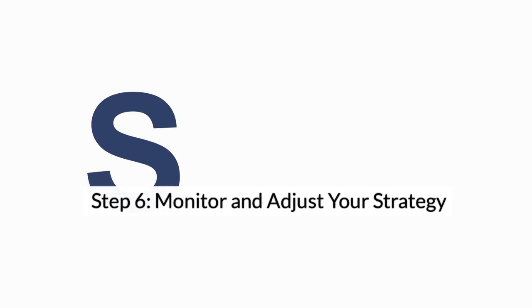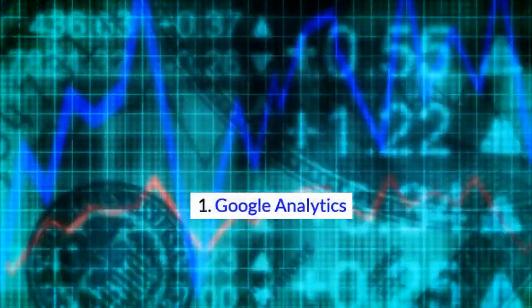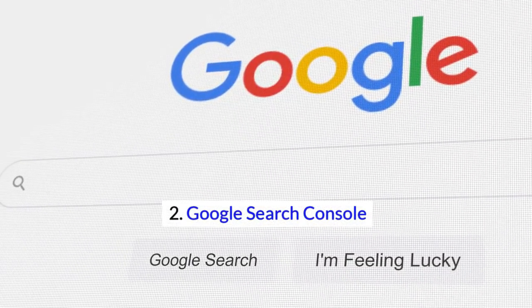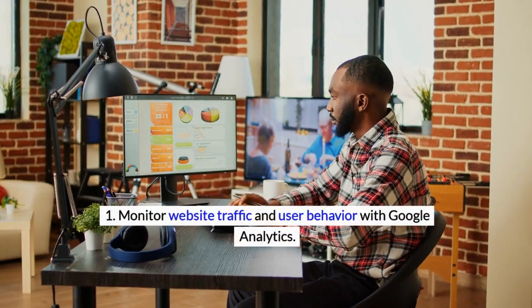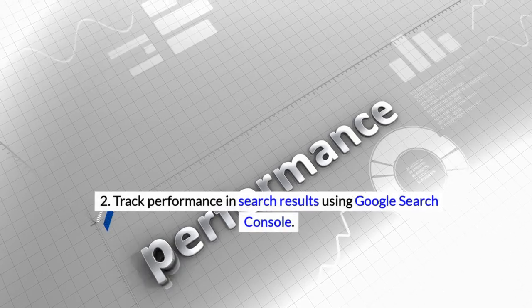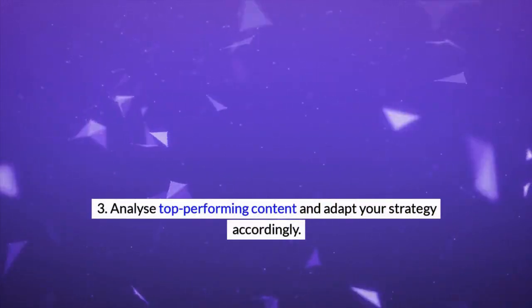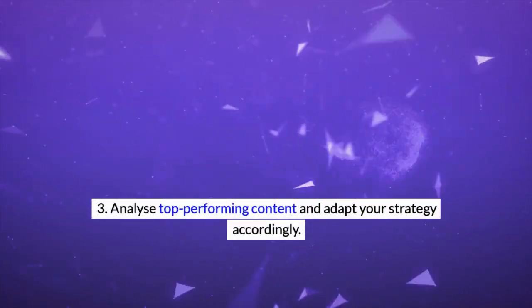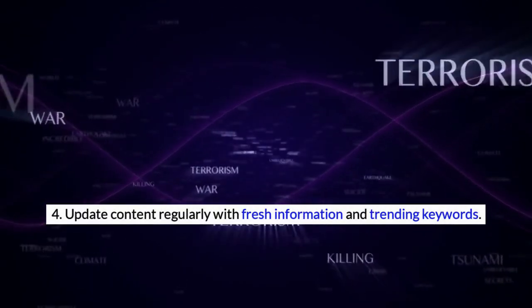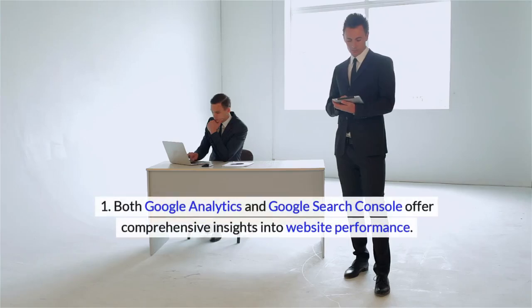Step 6. Monitor and adjust your strategy. Tools needed. 1. Google Analytics. 2. Google Search Console. Steps. 1. Monitor website traffic and user behavior with Google Analytics. 2. Track performance in search results using Google Search Console. 3. Analyze top-performing content and adapt your strategy accordingly. 4. Update content regularly with fresh information and trending keywords. Recommendation. 1. Both Google Analytics and Google Search Console offer comprehensive insights into website performance.